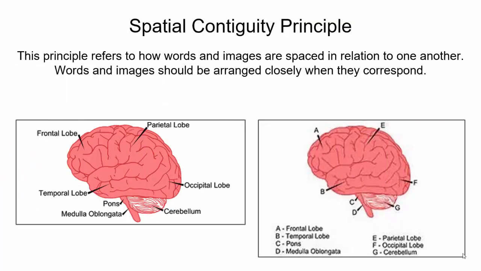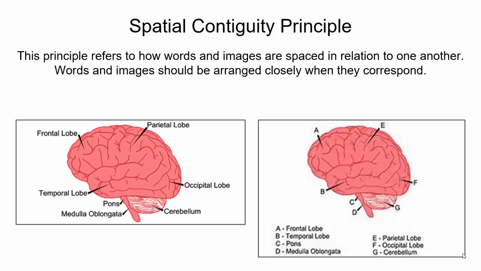First, let's talk about the spatial contiguity principle. This principle refers to aligning words to corresponding graphics. This means that a graphic that is being used as a learning tool should not be physically separated from the text. The spatial contiguity principle implies that words need to be aligned with graphics that correspond with the text.